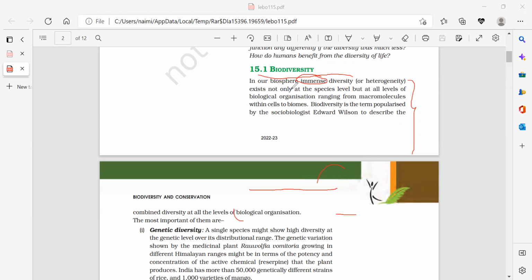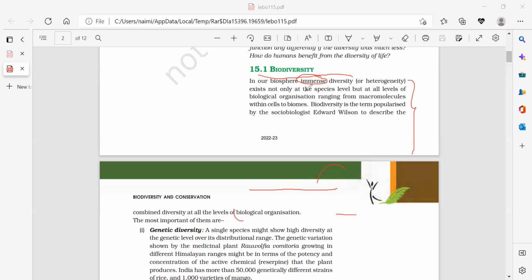So these biospheres, which have immense diversity, exist not only at the species level but at all levels of biological organization, ranging from macromolecules. What are macromolecules? Carbohydrates are macromolecules. Proteins are macromolecules. Lipids are macromolecules. So all biological organization levels exist.